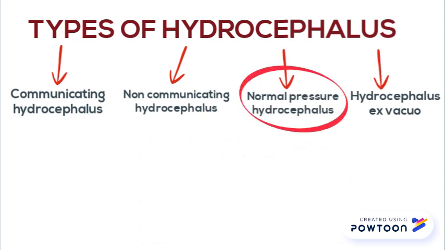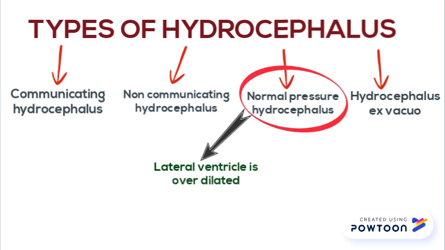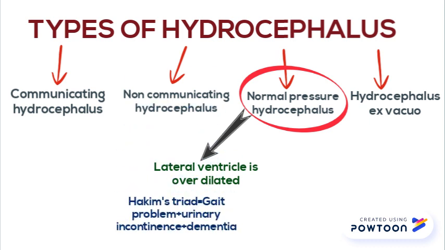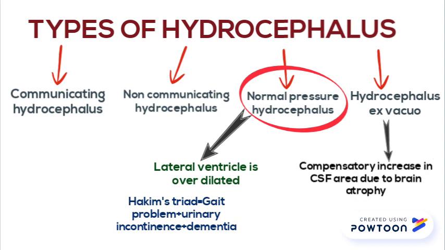In normal pressure hydrocephalus, the lateral ventricle is overdilated, due to which more CSF is accumulated. But the pressure here is normal. It manifests by Hakim triad, in which there is gait problem, urinary incontinence, and dementia. Hydrocephalus ex vacuo is a compensatory increase in CSF area due to brain atrophy.